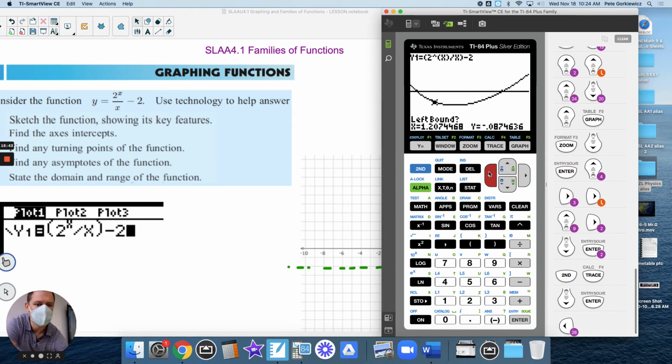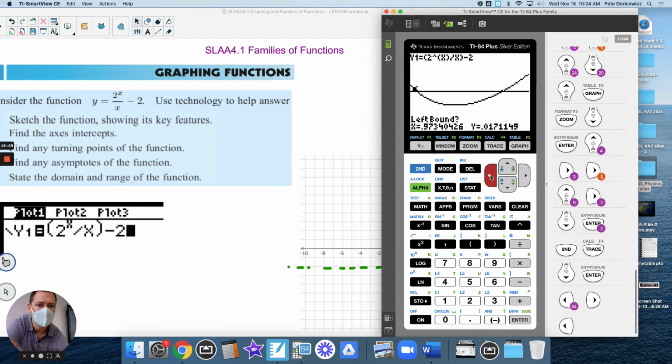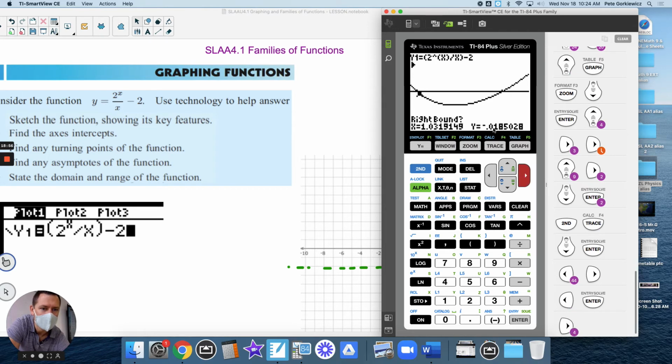Again, yes, annoying. But I think if you can drive your calculator, you'll be fine. All right, so there's my y. I'm looking at a positive y value. Now my y is below, so now that's the left and right bound. So 1 and 0.